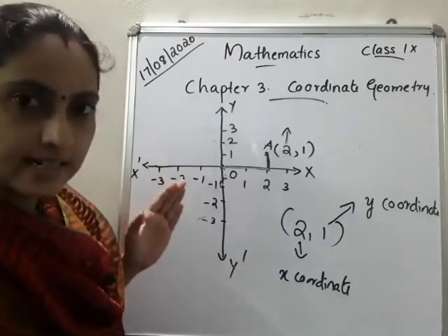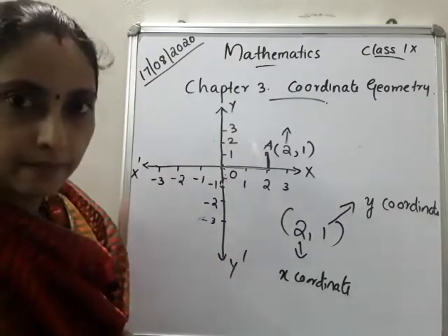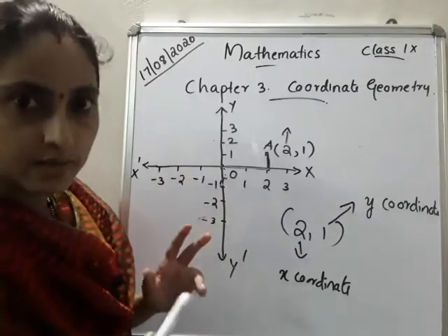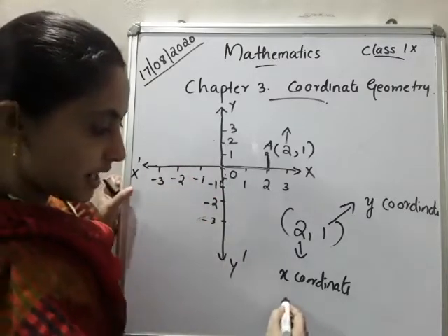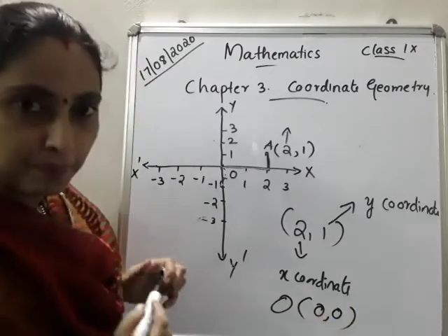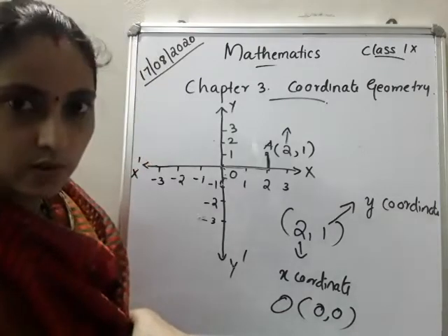Okay, hope you clear this. How to locate a point on the Cartesian plane. Clear? And the origin you already know. The origin also has 2 coordinates, is it? So the coordinates of the origin are represented as 0, 0. The coordinates of the origin are represented as 0, 0.